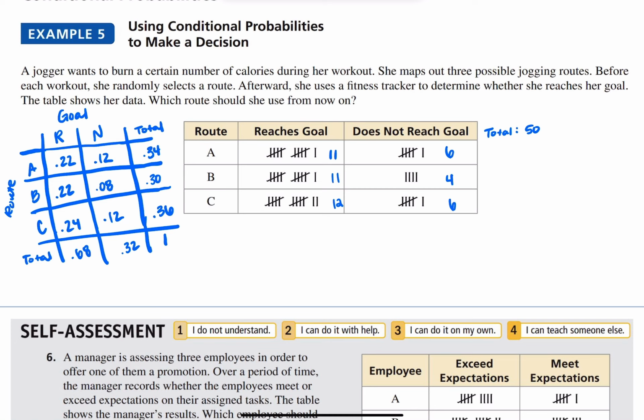And then we want to find the conditional probabilities for all the routes if she reaches her goal. So we're going to find the probability that she reaches her goal given that she's taking route A, the probability that she reaches her goal given that she's taking route B, and probability that she reaches given she's taking route C. Because we're going to find which route she's having the most luck with. So for our first one, that's probability that she reaches her goal and is on route A, given that she's on route A.